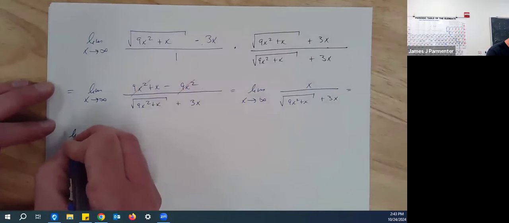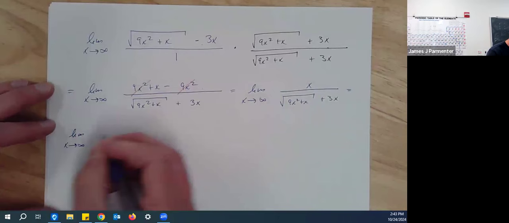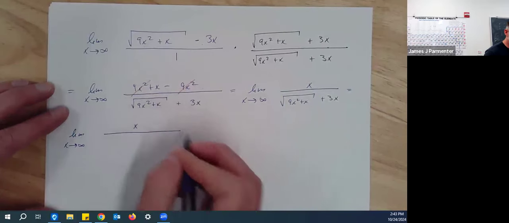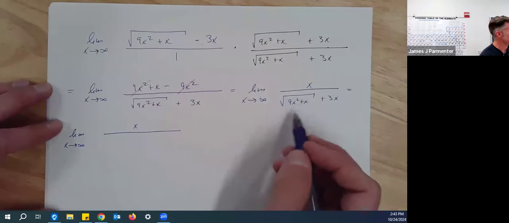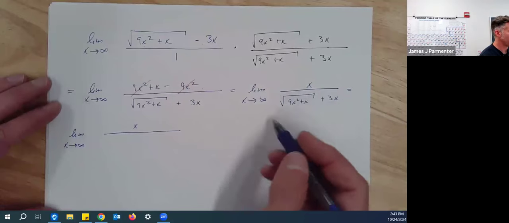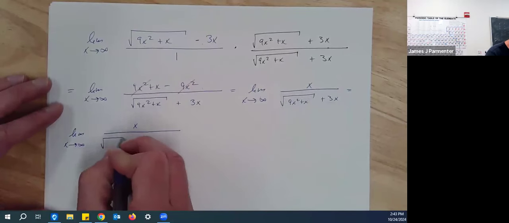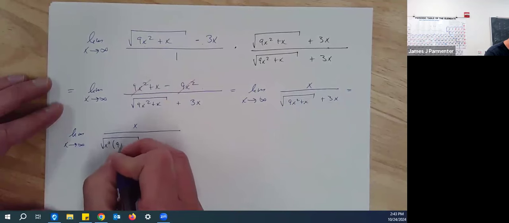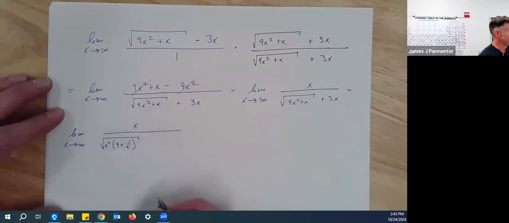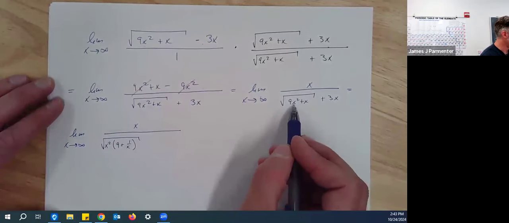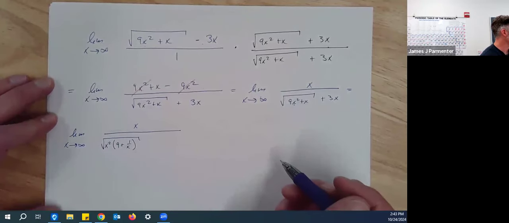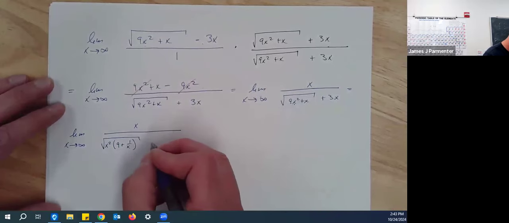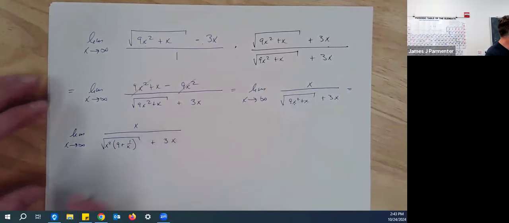So what we're going to do is the following. From the inside of the square root, we're going to factor out an x squared. So we're going to write this as the square root of x squared times 9 plus 1 over x. It's kind of like we're dividing each term by x squared. 9x squared divided by x squared is 9. x divided by x squared is 1 over x when we simplify it. And leave the 3x alone for a minute.